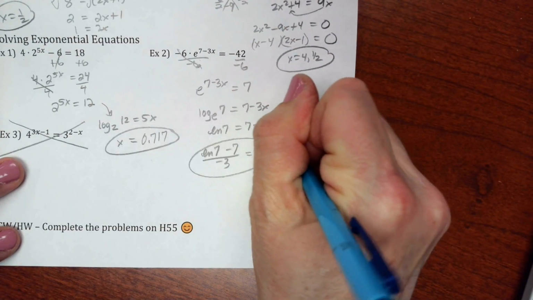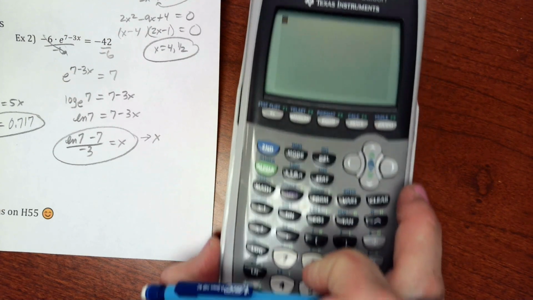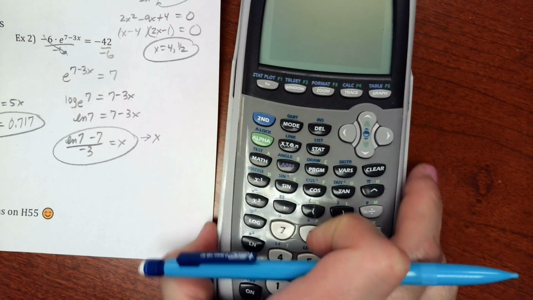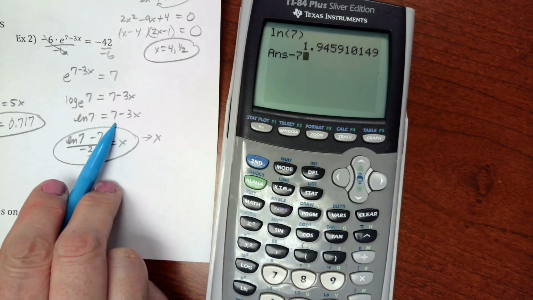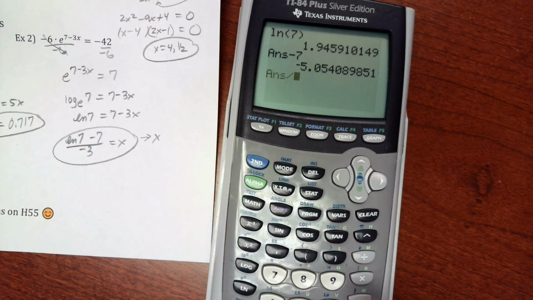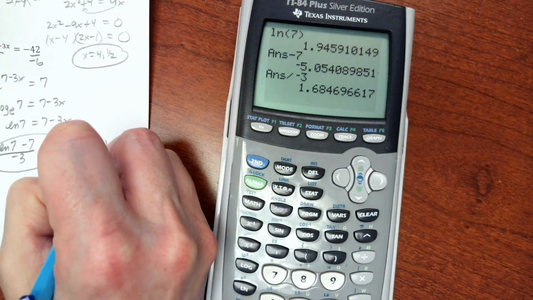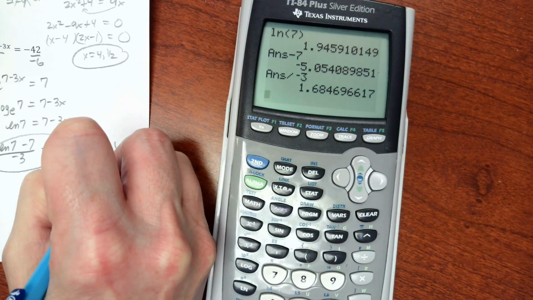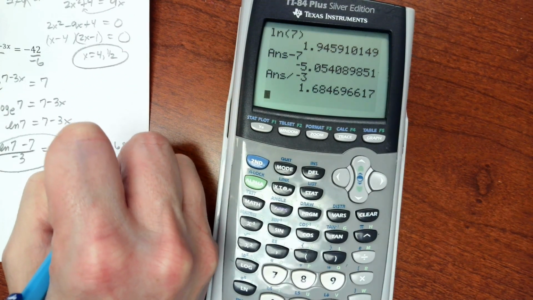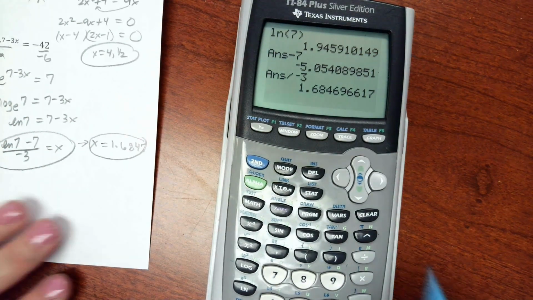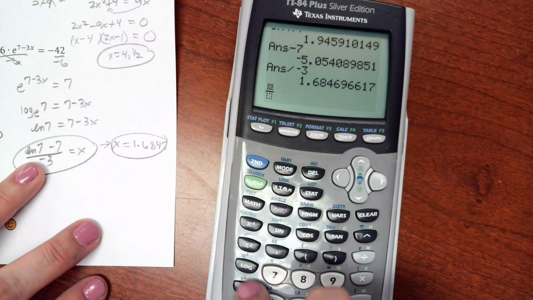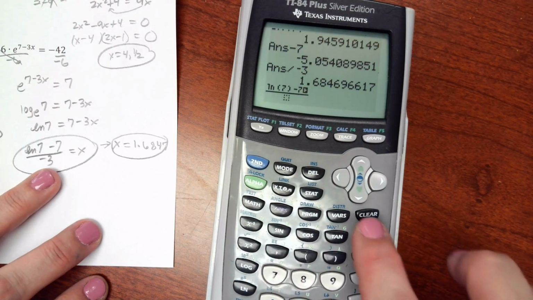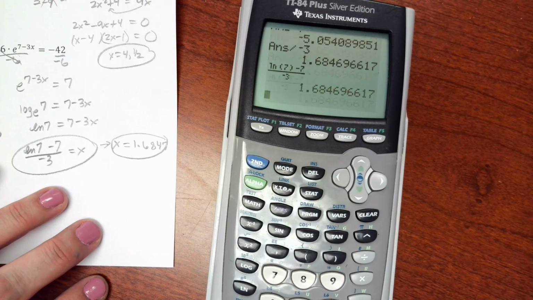If I want an actual number, grab my calculator. I have ln of 7, whatever that is. Take away 7 for that right there. Divide by negative 3. So there it is. 1.6847. Okay, and you can see if I were to enter the fraction that I typed right here, now ln of 7 minus 7 over negative 3, exact same thing.